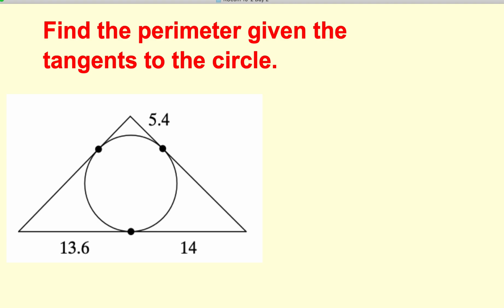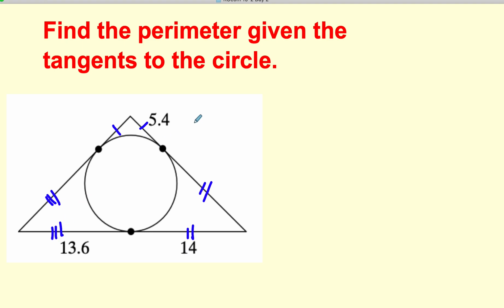Let's go ahead and use this tangent segment theorem to help us find the perimeter given the tangents to the circle. We want to find the perimeter of the triangle right here. Now, we know these are tangent segments, so these two will be congruent to each other. These are tangent segments, so these will be congruent to each other. And these are tangent segments, so these will be congruent to each other.